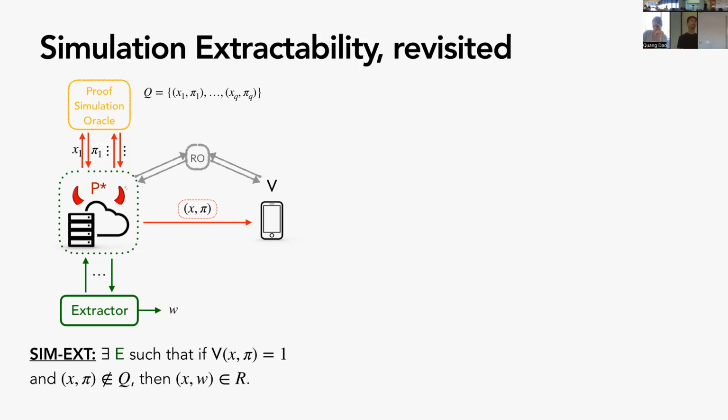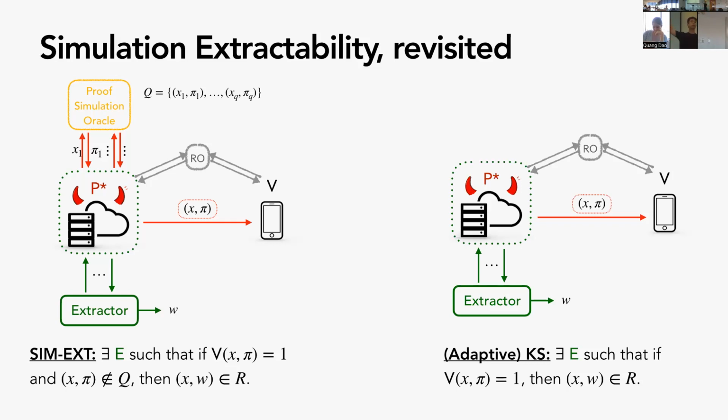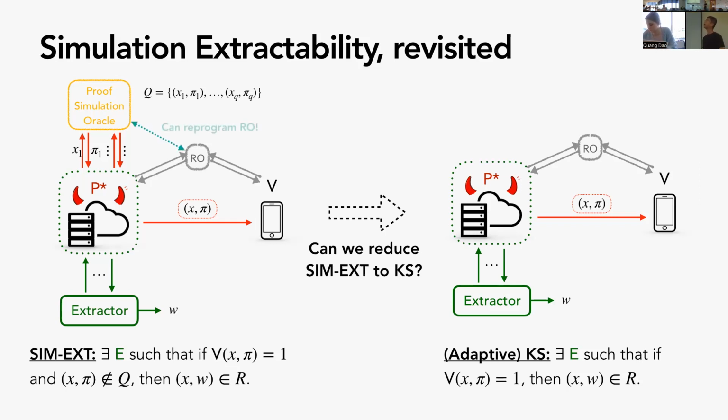So the SIM-EXT definition is somewhat complicated, but we do know the knowledge soundness definition, which essentially just removes the proof simulation oracle from the SIM-EXT game. So knowledge soundness is a simpler notion, and people have known how to prove it. The question now is, can we reduce SIM-EXT to knowledge soundness? One difficulty when we try to reduce this is the fact that the proof simulation oracle can actually reprogram the random oracle in order to produce simulated proofs.